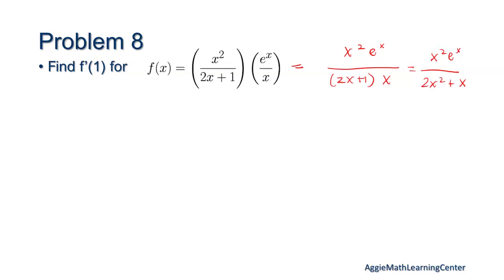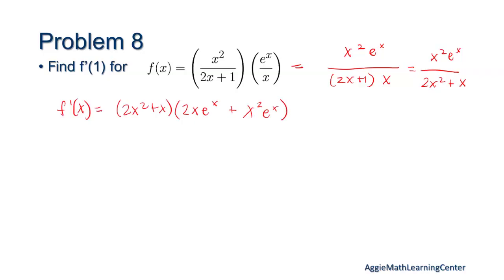Okay. So now we're going to take the derivative of this, and what rule are we using? Quotient rule, yes. Okay. So I say low d high. So what's the derivative of x squared times e to the x? The product. 2x e to the x. Yep. Plus my 2x, x squared e to the x.